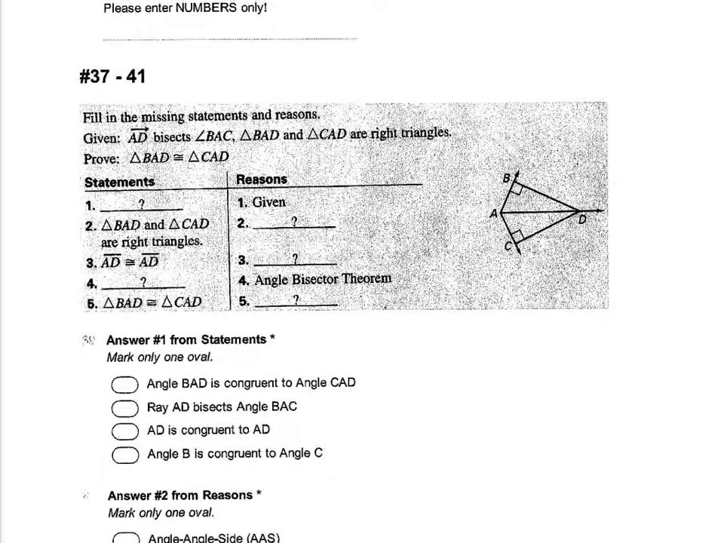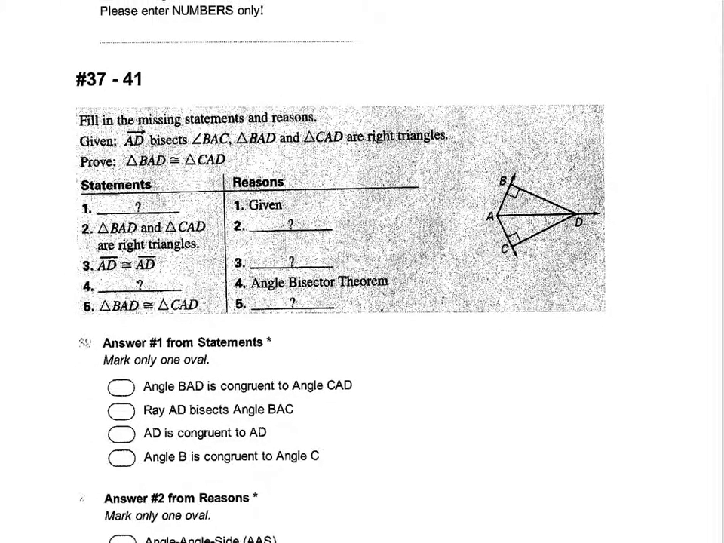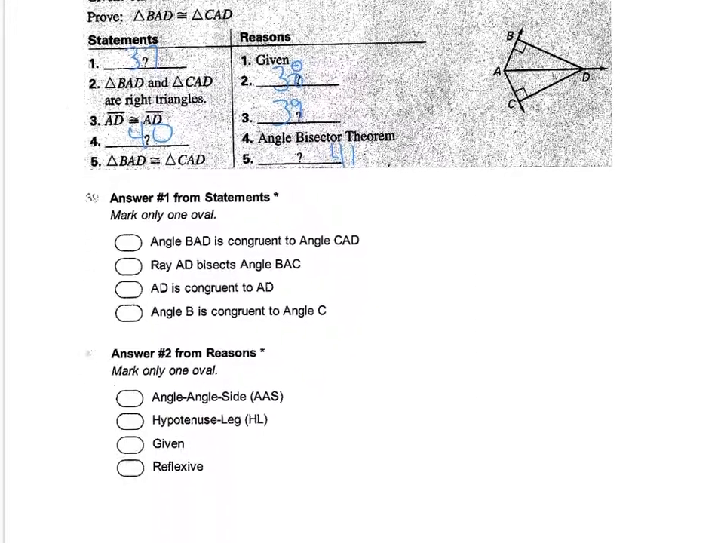Last part of the test, we have a proof. Your answer here is going to be for 37. The answer here is for 38. The answer here is for 39. The answer for number 4 is 40. And the answer in blank 5 is for 41.